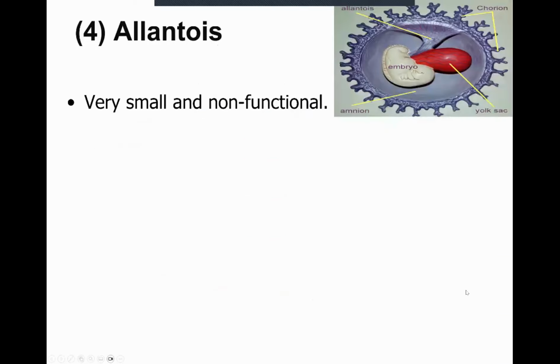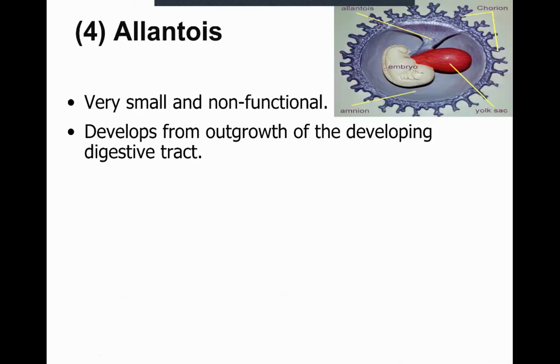Okay, next one is allantois. Okay, allantois is very small and non-functional. So where is allantois? This is allantois. Okay, you can see somehow allantois looks like it is connected to chorion. Allantois is very small and non-functional.